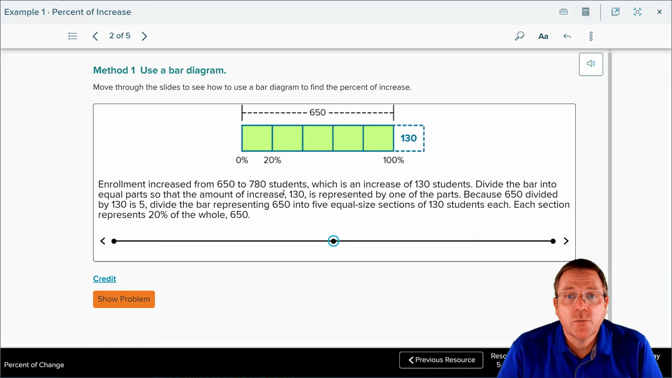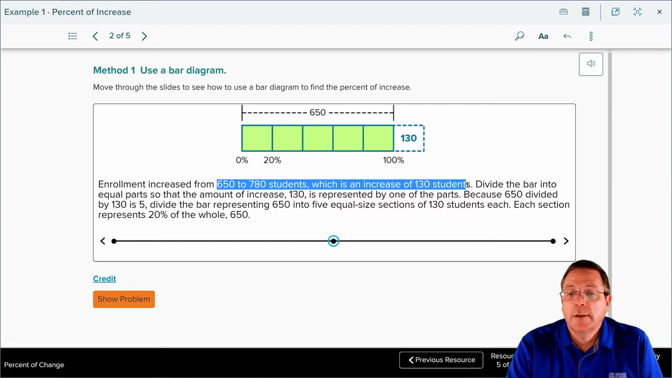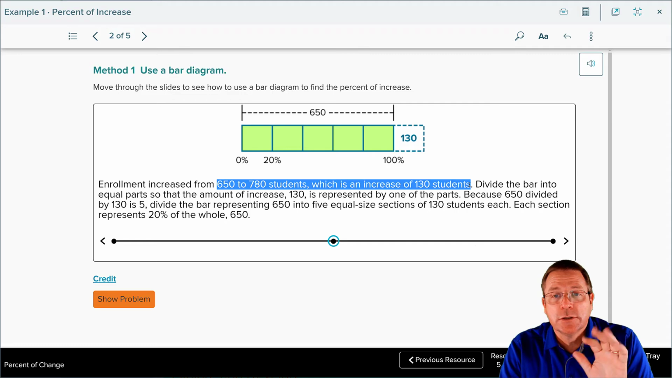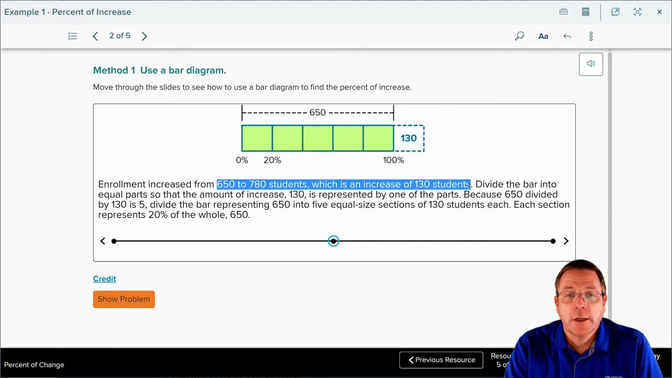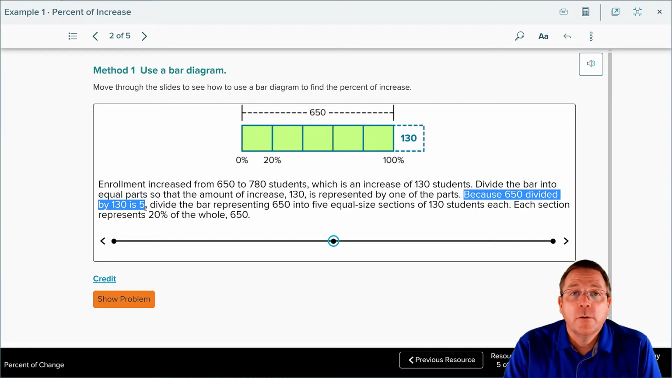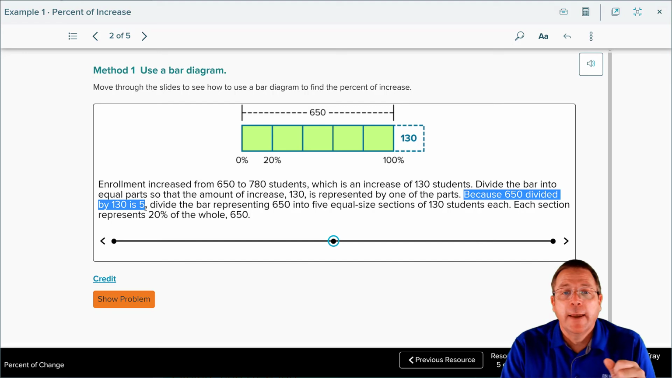Wow, they just threw a whole bunch of words in there, didn't they? How did we get 130? Because we found the difference between 650 and 780. That's 130. Now you see they broke it down into 5 different sections that are already shaded to represent the 100%. Why did they do 5 sections? Because they took and divided 650 by 130. They divided the original amount by the amount of change, 130, and that gave them 5.